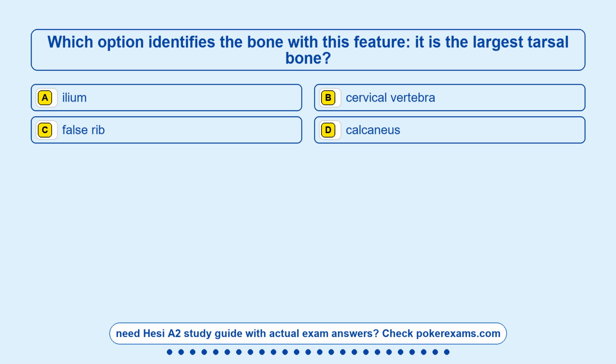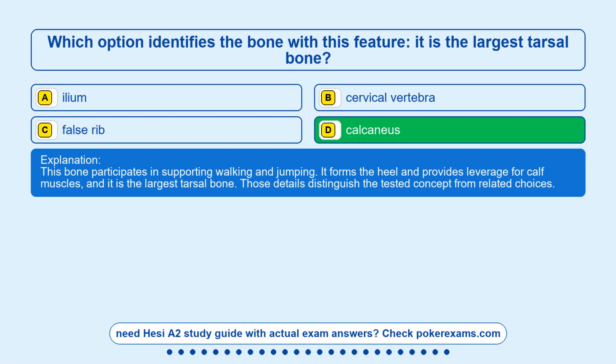Question 1. Which option identifies the bone with this feature? It is the largest tarsal bone. Option A, ilium. Option B, cervical vertebra. Option C, false rib. Option D, calcaneus. The correct answer is option D, calcaneus.